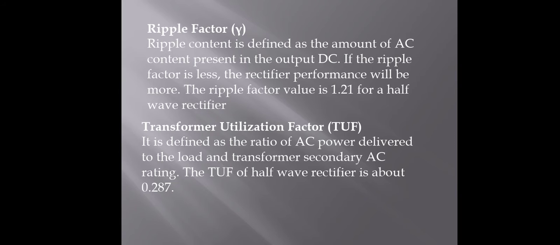Then the second point is the transformer utilization factor. The transformer utilization factor is defined as the ratio of AC power delivered to the load and the transformer secondary AC rating. For a half wave rectifier, it is about 0.287.